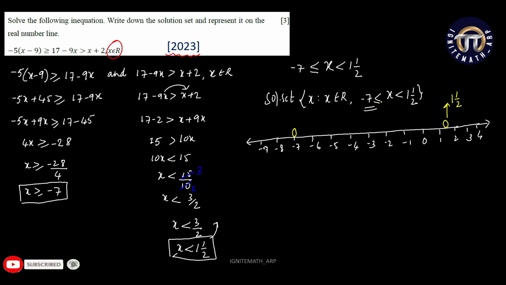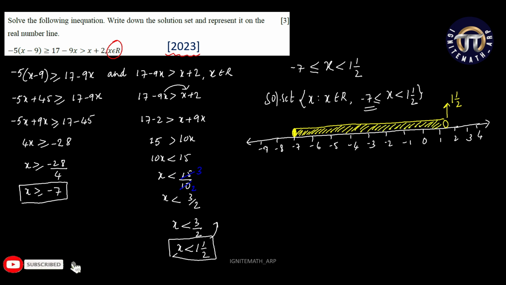But minus 7 is included in the solution set, so you have to darken this circle. Okay, and draw a line and shade this region as well. This represents the solution set on the number line.